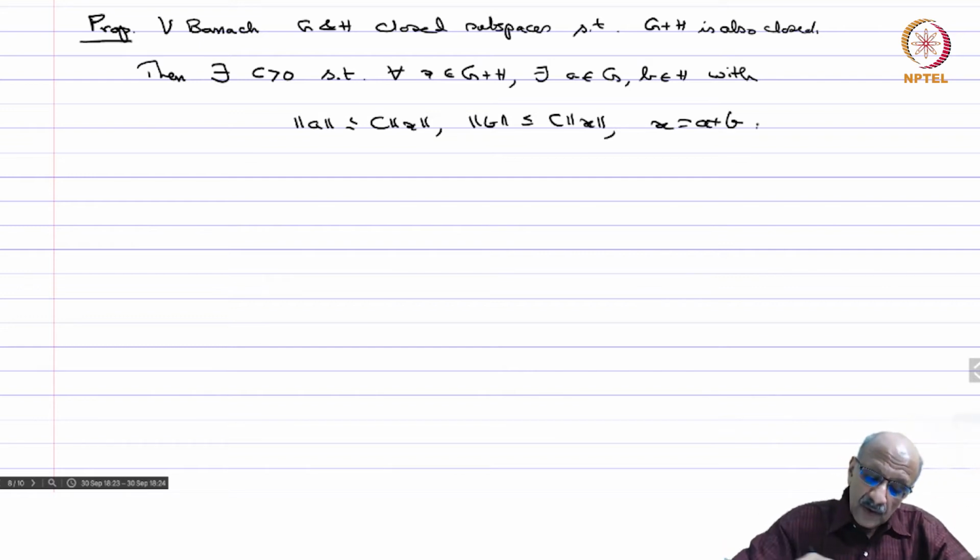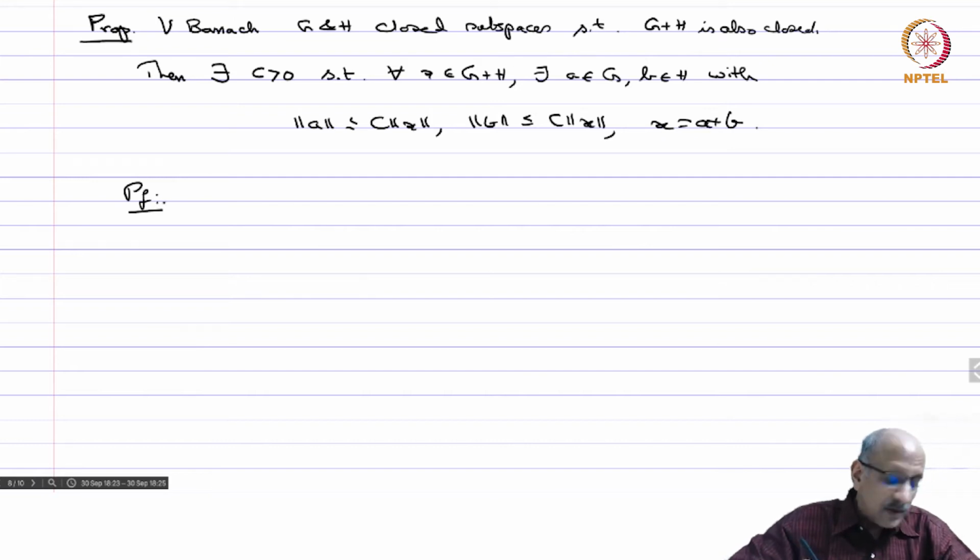Okay. So, what does this mean? If the sum of two closed subspaces is also closed, then you can decompose any vector into a sum of a vector in G and a vector in H, but in a continuous fashion. Okay, so there are many decompositions possible, but you will be able to select one in a manner that is uniformly continuous. Okay, so proof.